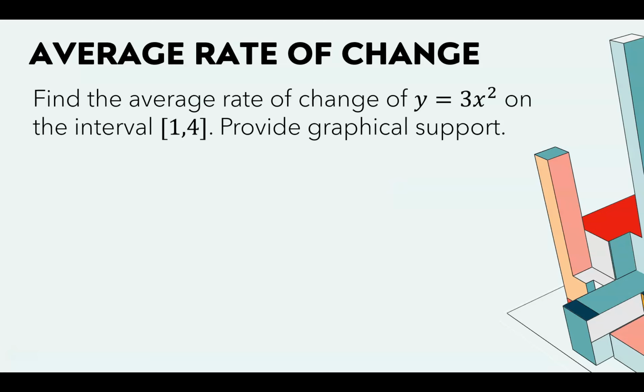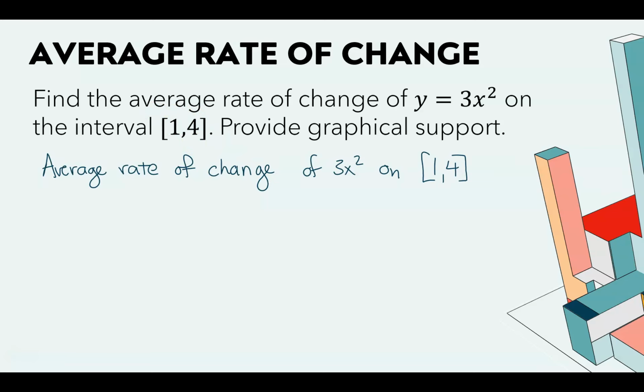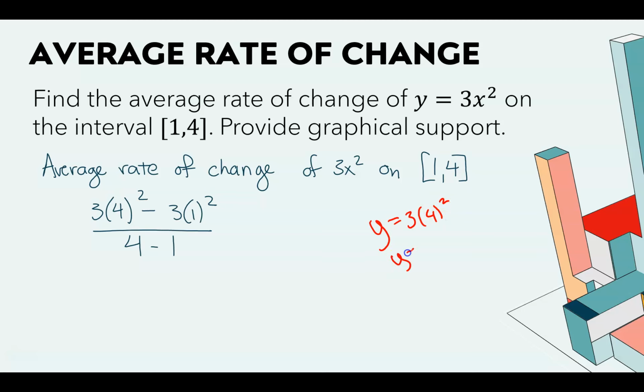So different format, but kind of the same question. We're going to find the average rate of change of 3x squared on the interval 1 to 4. And this is going to be a theme that you'll see me do a lot. When you have something new, change it into something you can deal with. So once we see average rate of change, we know we're going to do y minus y over x minus x. So you could do everything separate, meaning y equals 3 times 4 squared. y is equal to 48. You could do that separate.